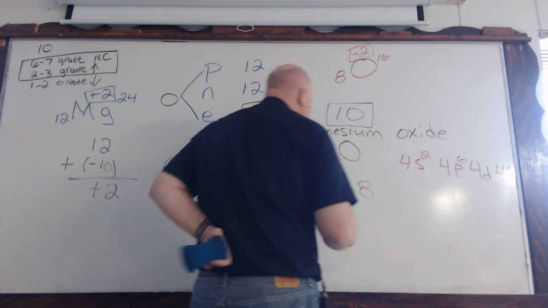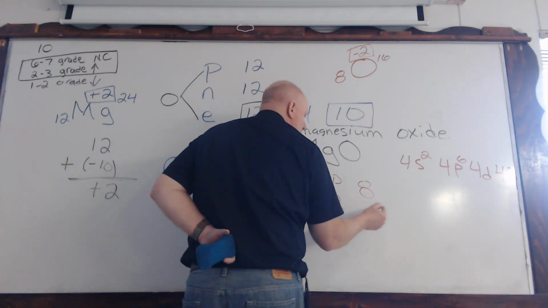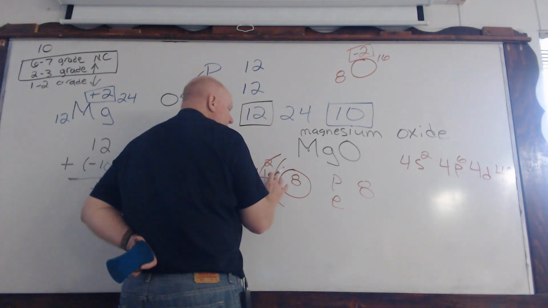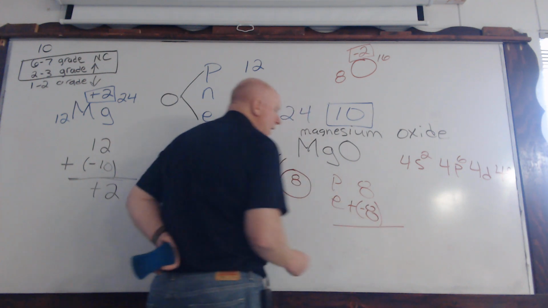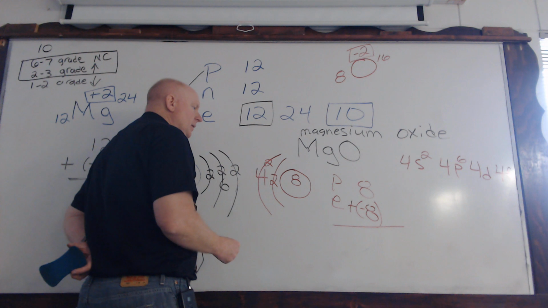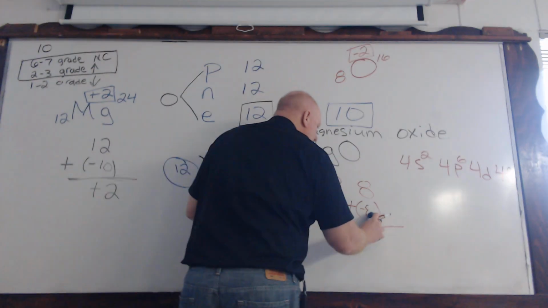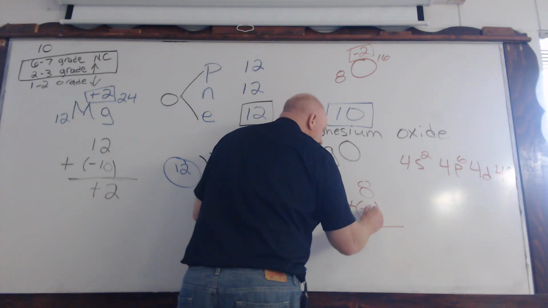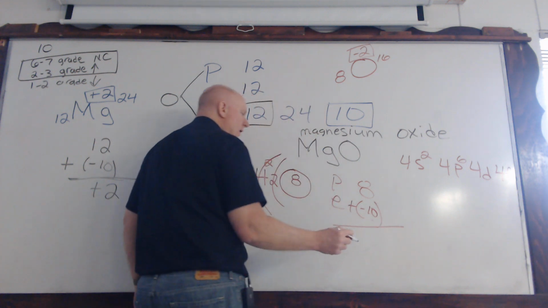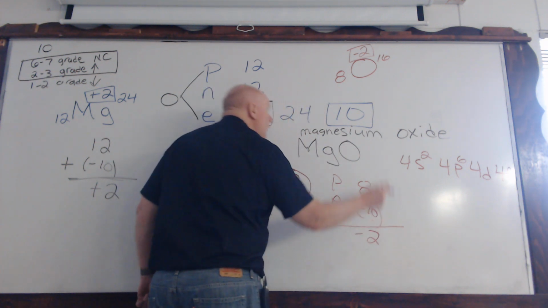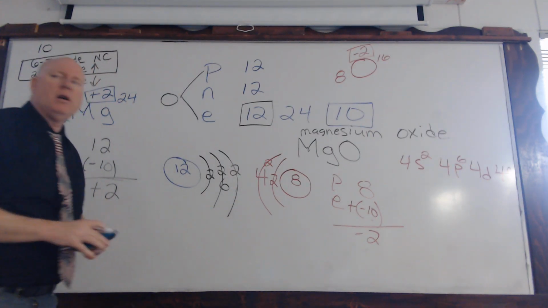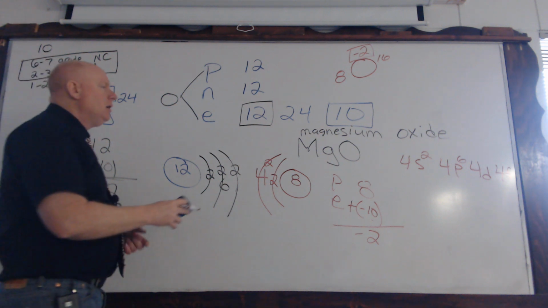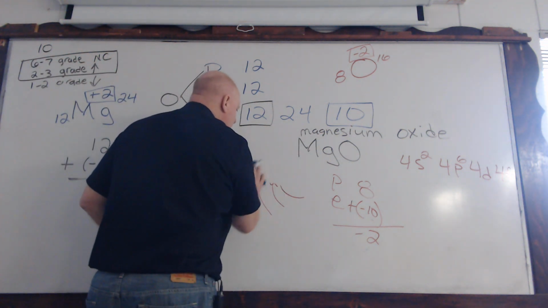Because if we just leave this as neutral, what does that add up to? 0. That adds up to 0. But if we make this 10, what does that add up to? And that's what we're looking for up here. But we still only have 8 out here. Where are those 2 going to come from? We can get rid of this now.